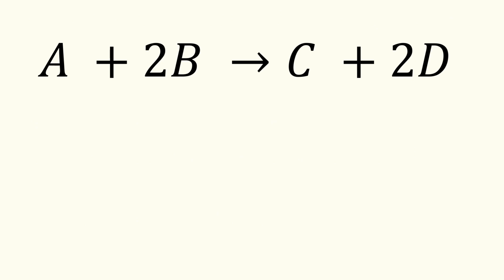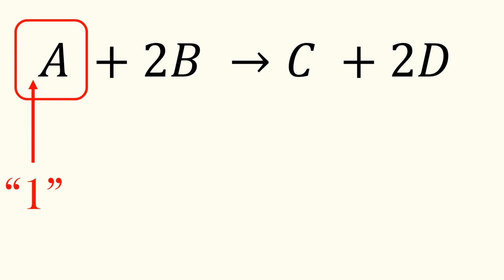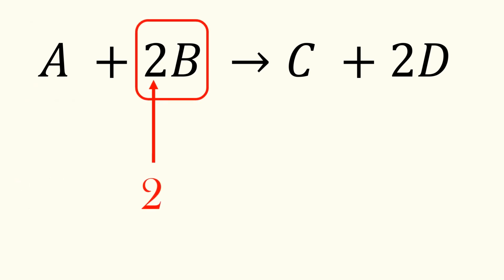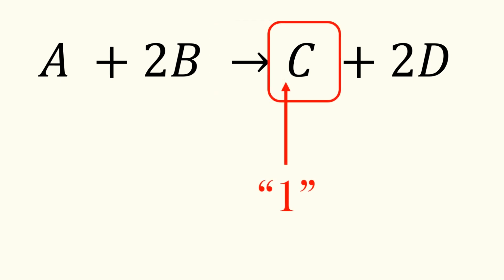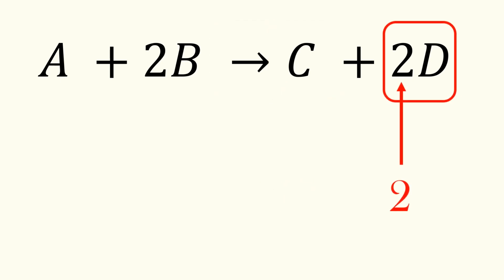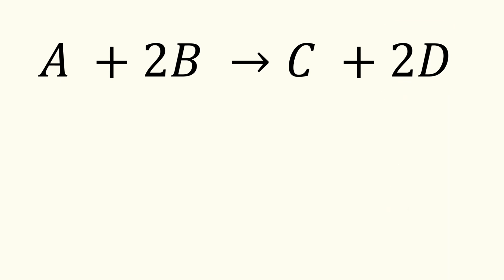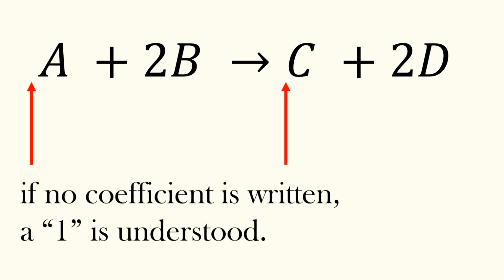For example, in this generic equation, 1 mole of A reacts with 2 moles of B to yield 1 mole of C and 2 moles of D. Notice in balanced equations, the coefficient of 1 does not have to be written. If no coefficient is written, a 1 is understood.